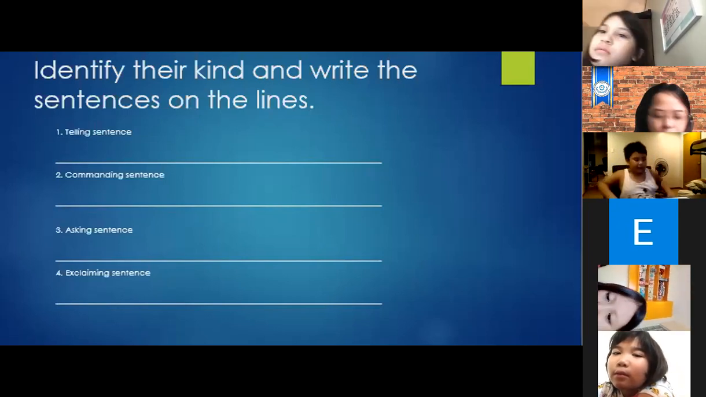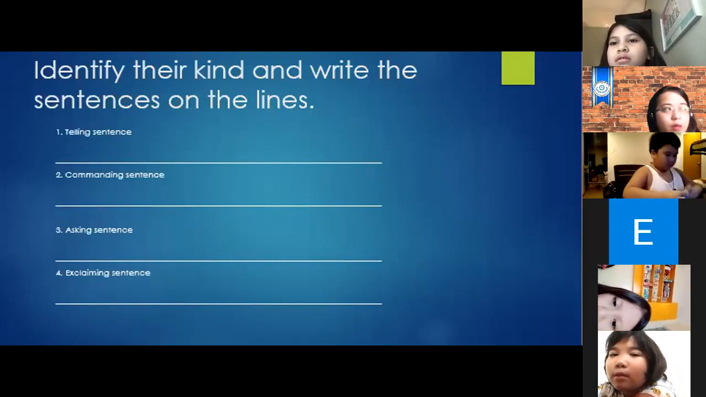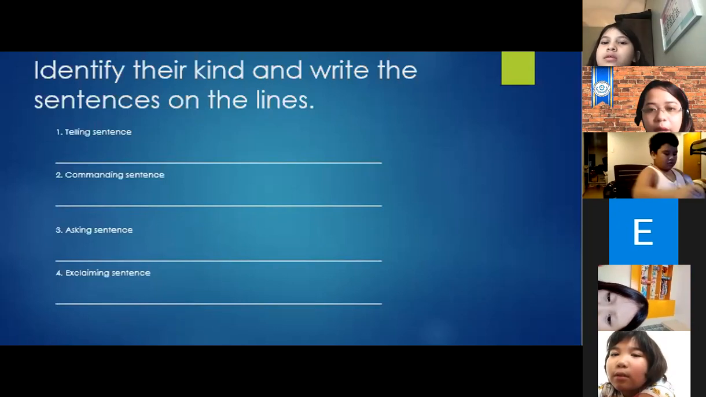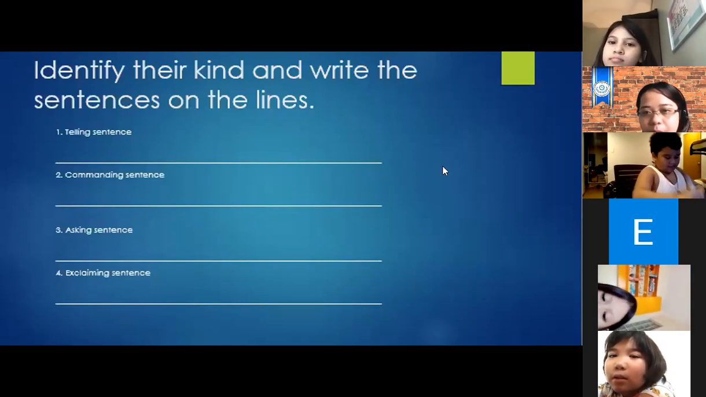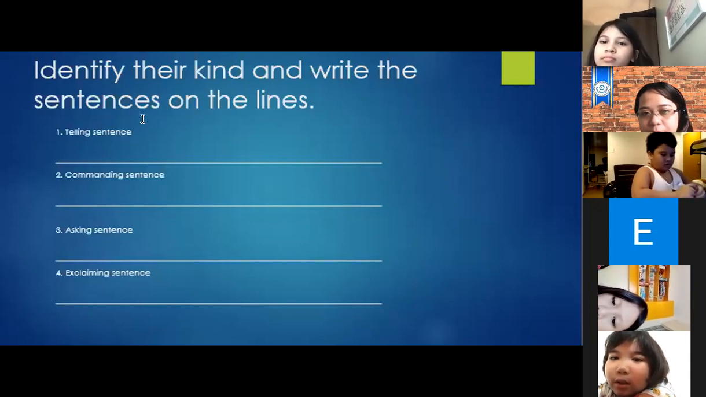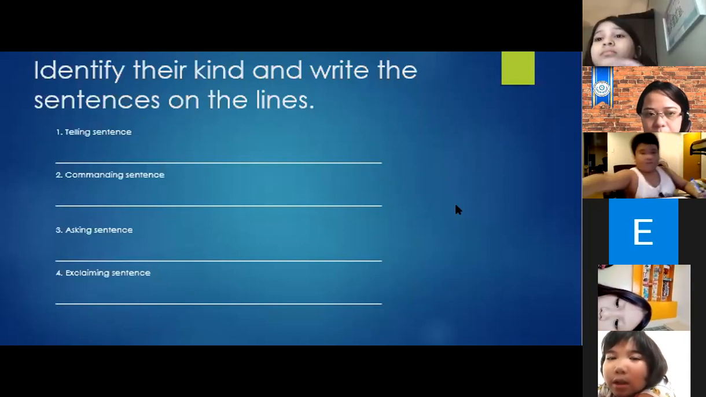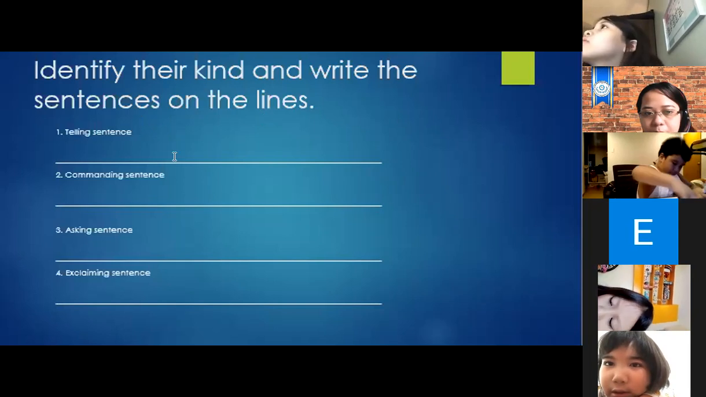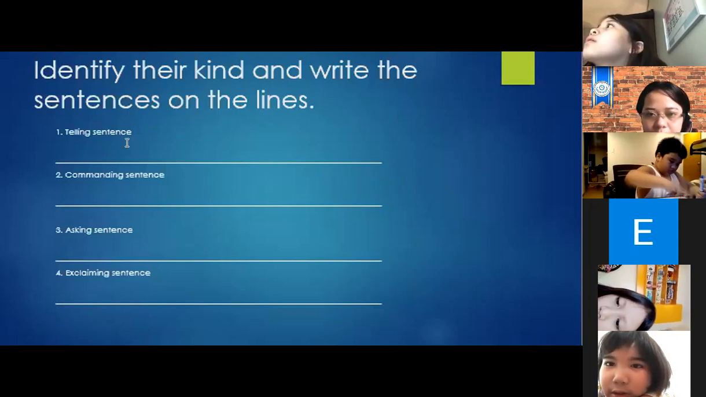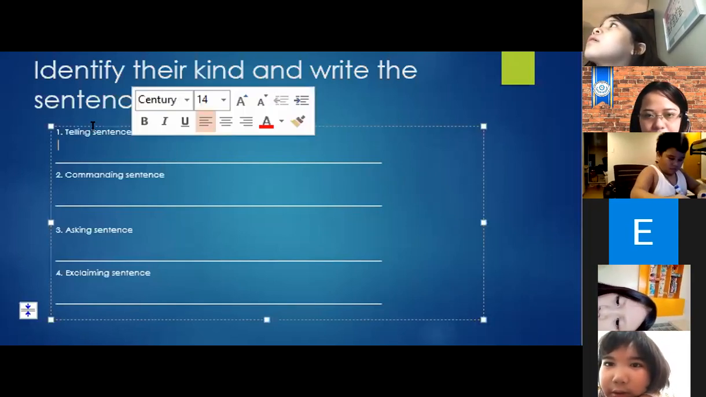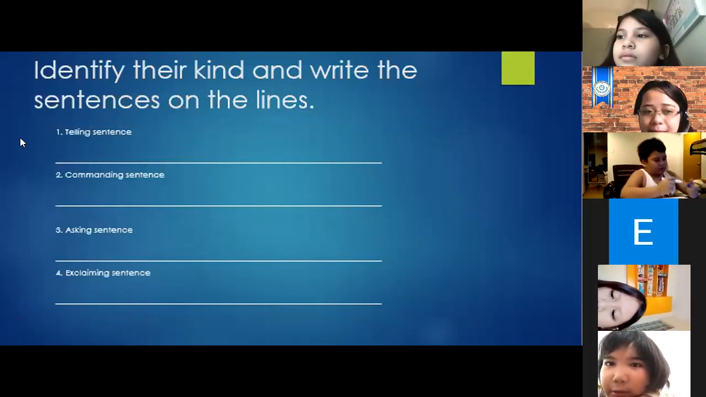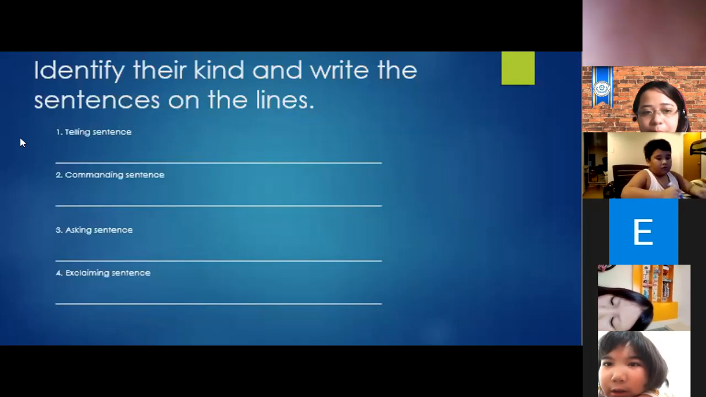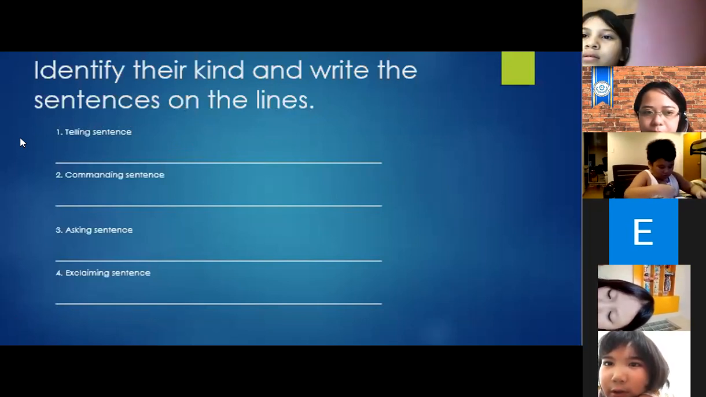All you have to do is write or make a sample sentence that talks about, for example, the telling sentence. So give an example that tells something, okay? A sentence based on what we have discussed. What is telling sentence? Then you make a sample sentence.